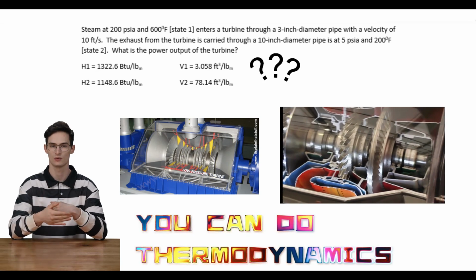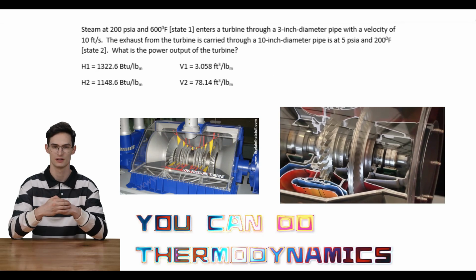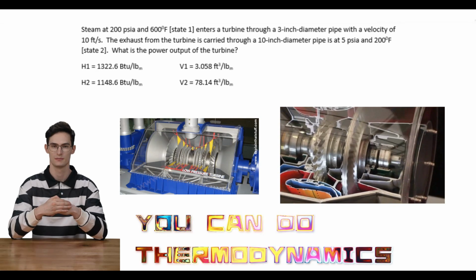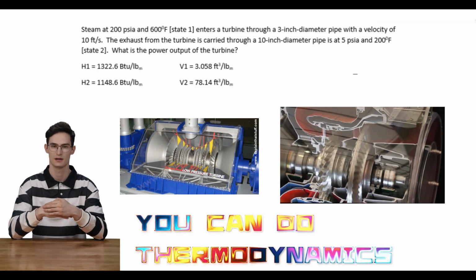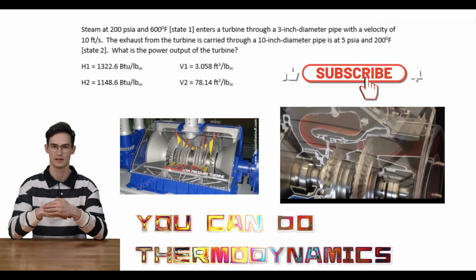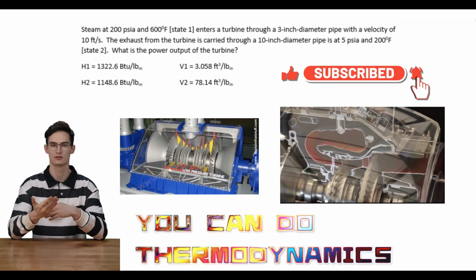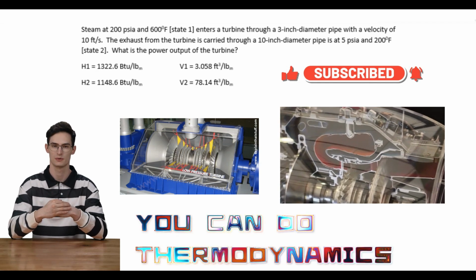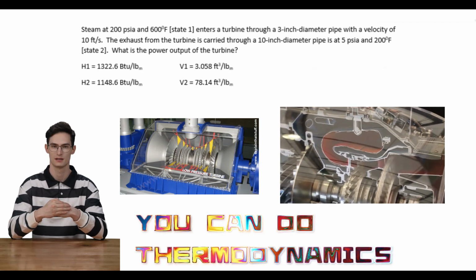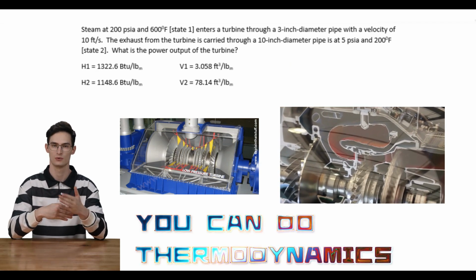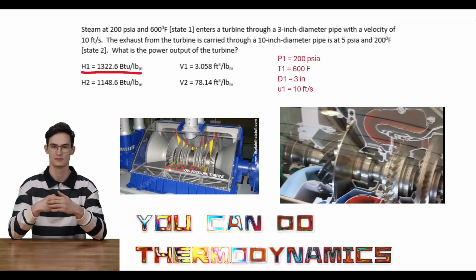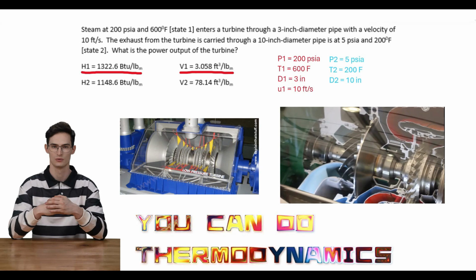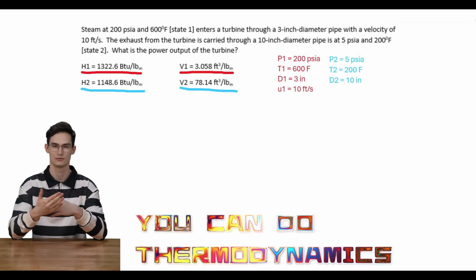Given at state 1, the enthalpy is 1322.6 British thermal unit per pound mass, and specific volume is 3.058 feet cubed per pound mass. Given at state 2, the enthalpy is 1148.6 British thermal unit per pound mass, and specific volume is 78.14 feet cubed per pound mass. You have the given values for state 1. You also have the given values for state 2.